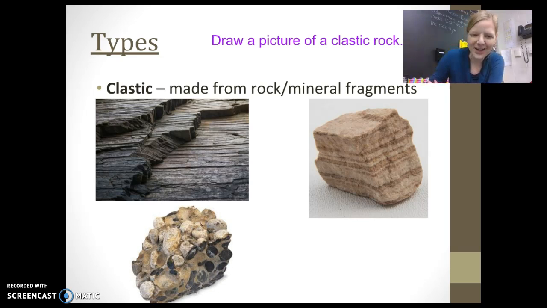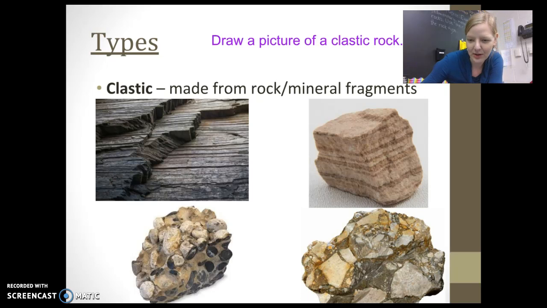This is conglomerate. That's what this rock number 1 that I was showing you is called. And then this one is called breccia. The difference between conglomerate and breccia are that conglomerate has rounded pieces and breccia has sharp pieces.